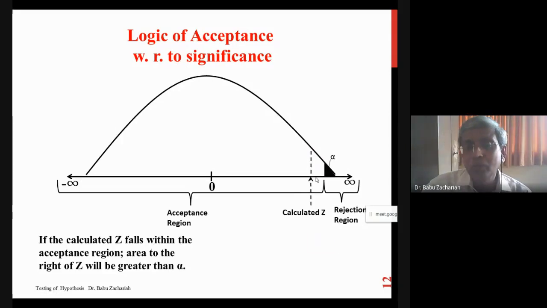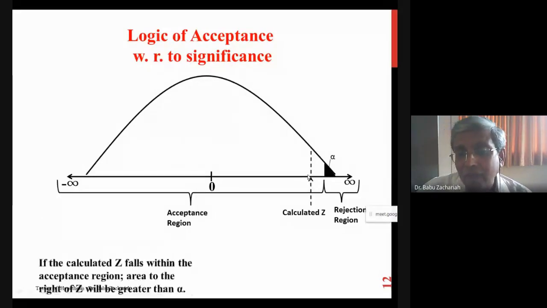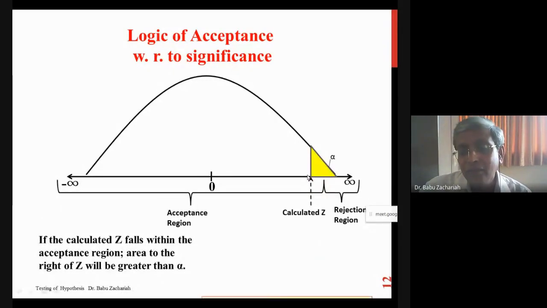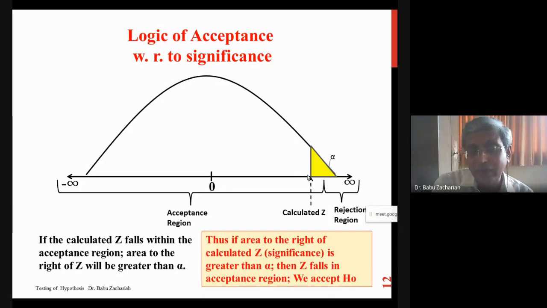So what we do in the software, SPSS, they calculate this statistic and the area to the right of the tail is calculated. So then the decision rule will be changed like this. Thus, if the area to the right of Z, that is called significance or p-value, some of the software call it p-value, is greater than alpha, then Z falls in the acceptance region. Accept H naught.